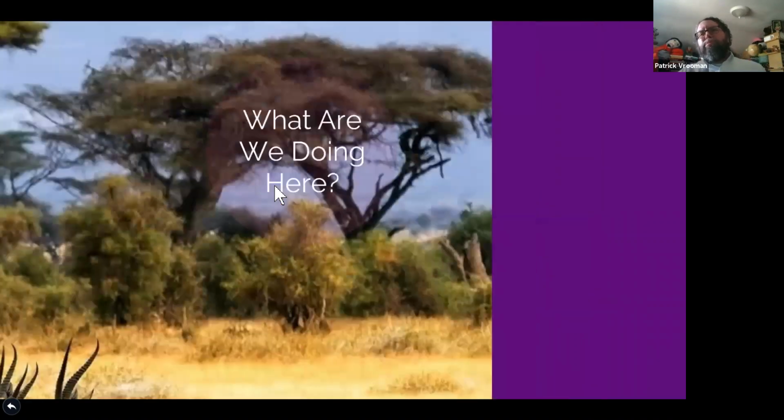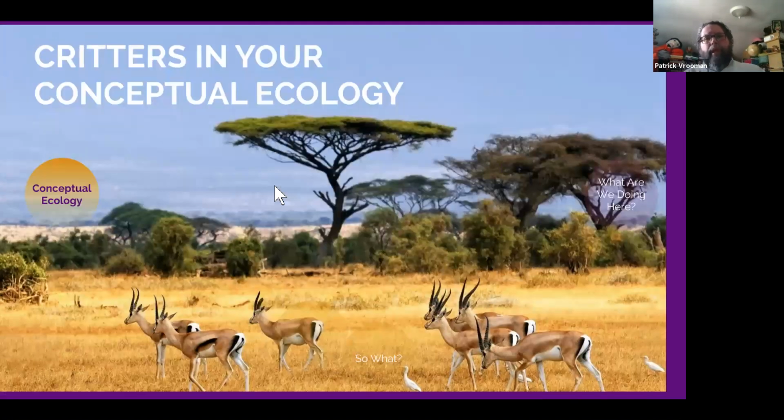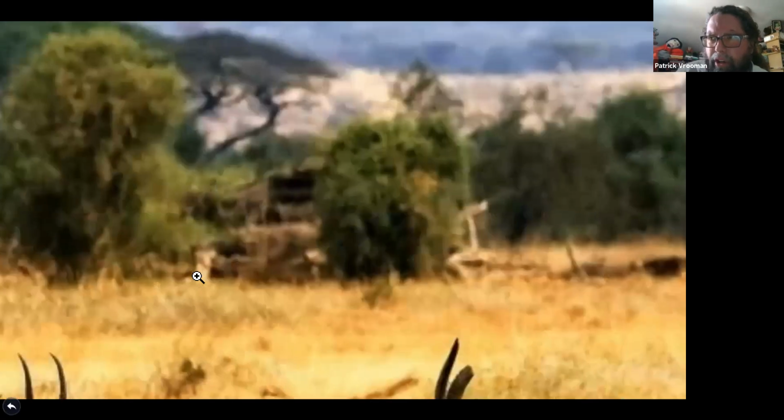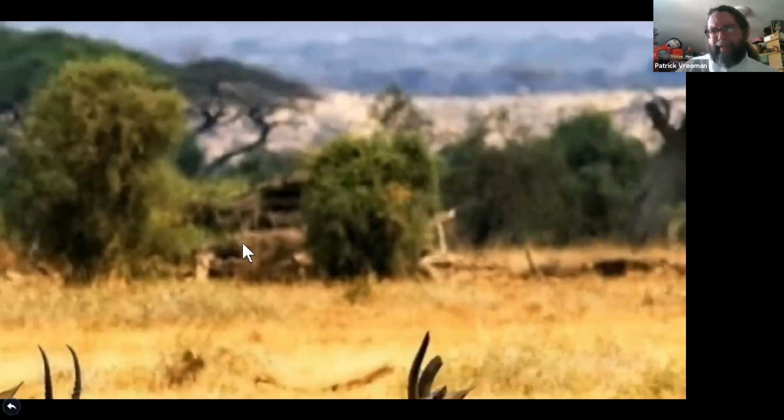So back here, the way I think about a conceptual ecology is it's like this ecosystem. It's like the Serengeti Desert, right? You got some gazelles, you got back in those trees, I swear there's a tiger. You see him right there? There's something, I don't think that's a log, I think that's a big cat, right?